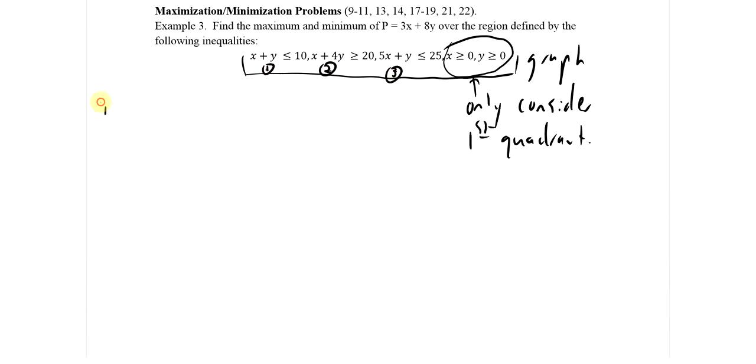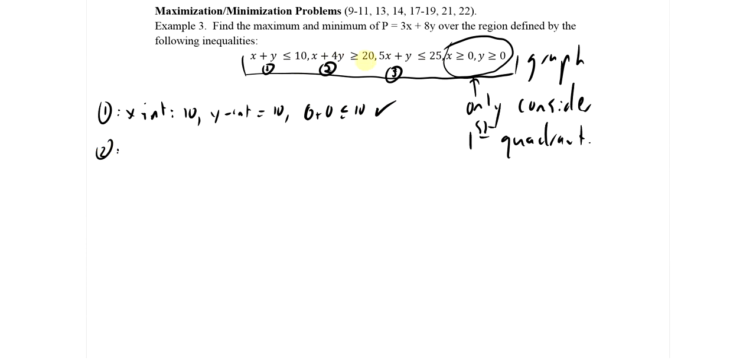So for 1, what's the deal that we learned in 5.1 and 5.2 for dealing with this? To graph it, find the x-intercept and the y-intercept. The x-intercept is 10, and the y-intercept is also 10, because we're dealing with x plus y equals 10. And use a test point. If you plug in 0, 0, it's less than or equal to 10. That's true, so 0, 0 is on the side that we want.